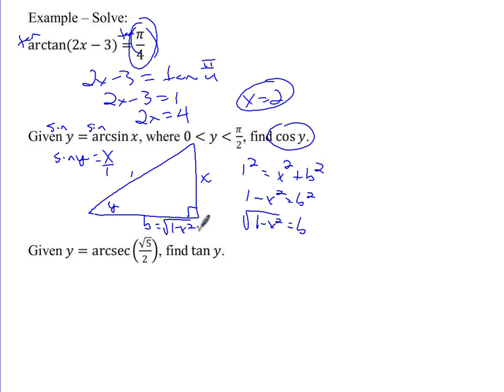Now we can answer the problem. The problem says find cosine y. Well, cosine is what? Adjacent over hypotenuse. So that means that cosine y equals the square root of 1 minus x squared divided by the hypotenuse, which is 1. So divided by 1, which I don't have to write. So that's my answer.